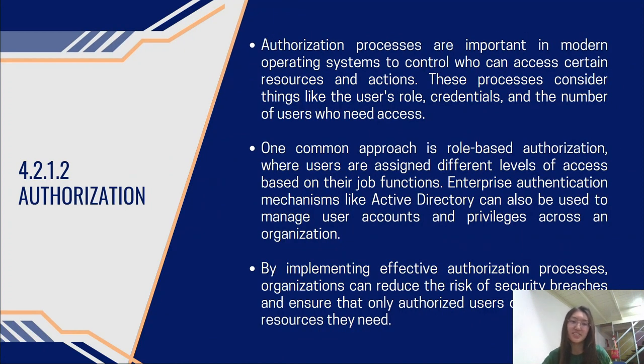Authorization processes are important in modern operating systems to control who can access certain resources and actions. These processes consider things like the user's role, credentials, and the number of users who need access. One common approach is role-based authorization, where users are assigned different levels of access based on their job functions. Enterprise authentication mechanisms like Active Directory can also be used to manage user accounts and privileges across an organization. By implementing effective authorization processes, organizations can reduce the risk of security breaches and ensure that only authorized users can access the resources they need.